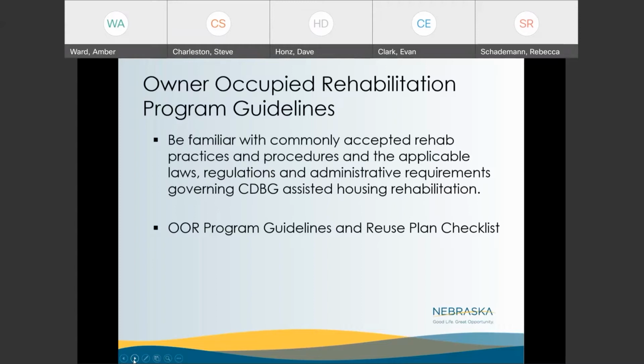We always update our checklist for the application each year. So we provide a checklist. It's going to have all the items that you need to include in your program guidelines. So your program guidelines, reuse plan, checklist, it'll really help you walk through everything. So that's another tool to use as well when you're developing your guidelines.